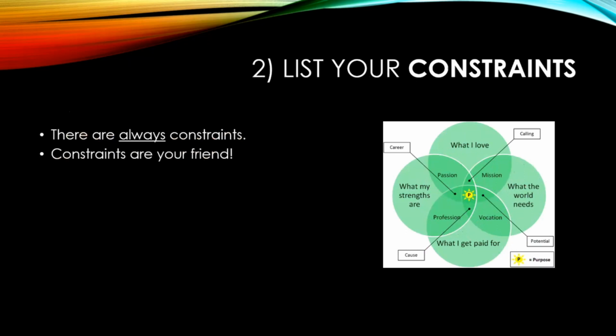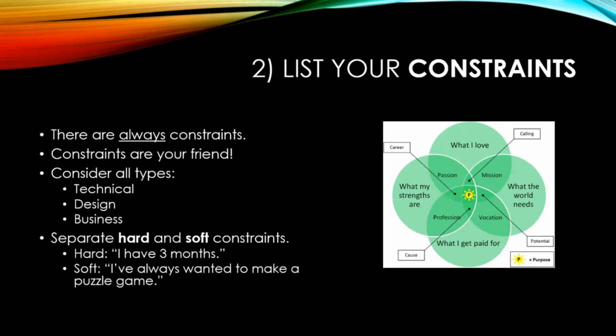Constraints are your friend. You can use constraints to narrow down the design space, and it actually makes things easier because then you have fewer options to choose from to solve your problems. Consider all kinds of constraints. Technical constraints: what you can actually do with the current tech. Design constraints: what kinds of things would be fun or unfun. Business constraints: does this actually have a market? Do you have the money that you need to make this thing?